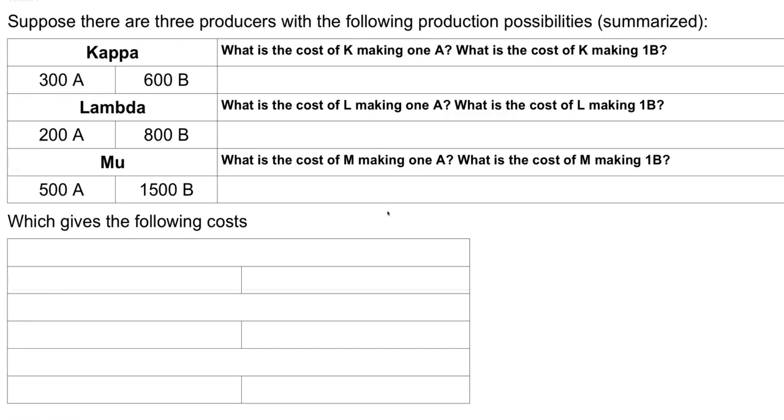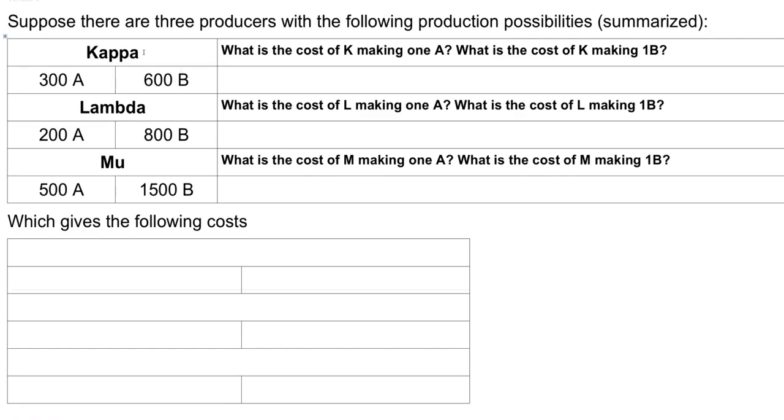About how to find the opportunity costs when you have production possibilities. Here we have three different producers, kappa, lambda, and mu. These are named after Greek letters. And kappa can produce two goods, either 300 A's or 600 B's. Often the way the production possibilities are listed is that you are given the two extremes. That is, if kappa makes nothing but A, kappa could make 300 A's. If kappa makes nothing but B, kappa could make 600 B's.